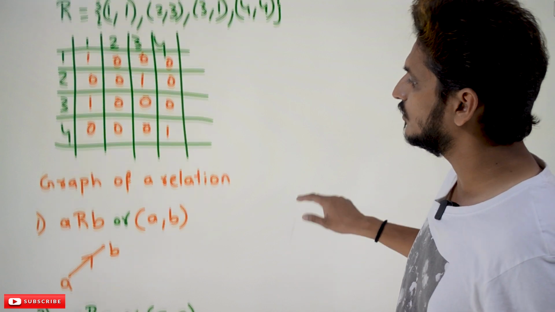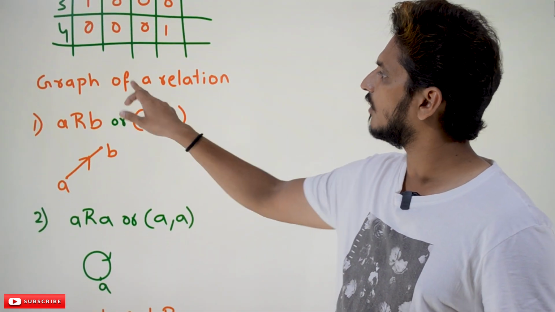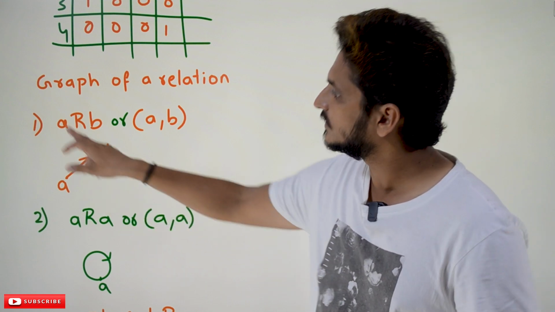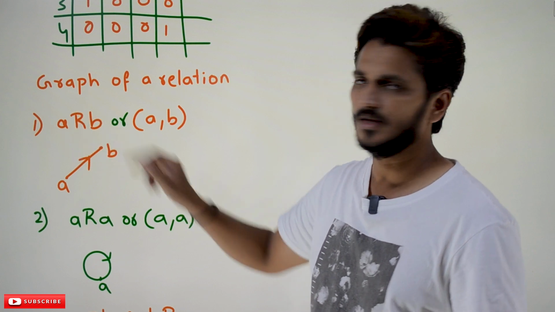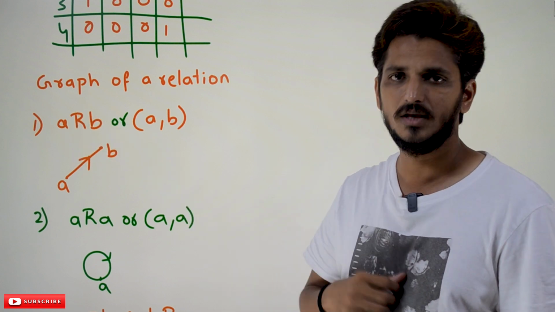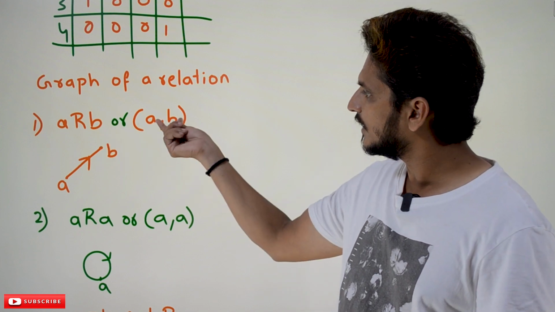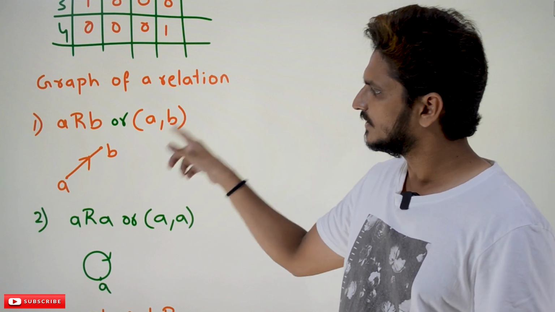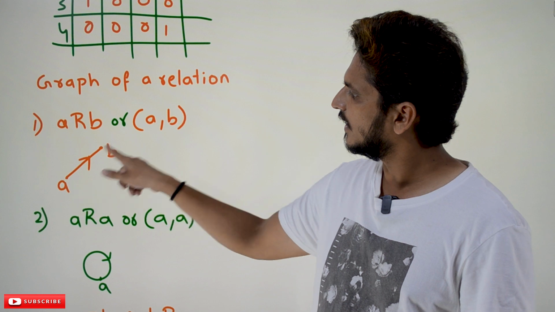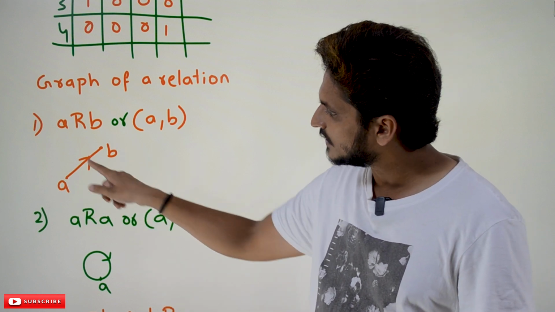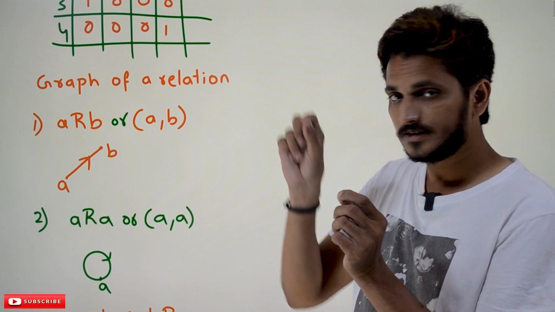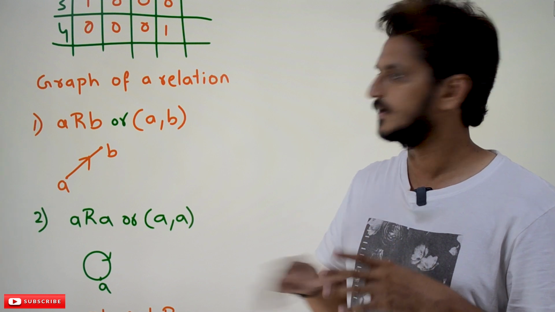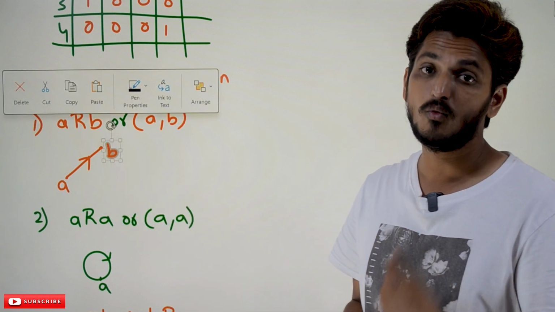And the second form we are going to use is the graph of a relation. We can use a graph model also. Let's take an example. Suppose A relates to B, meaning element A is related to B. This can be written as the ordered pair (A, B) in our relation. If you have the ordered pair (A, B), this is how we show it: the arrow mark should be drawn from A pointing towards B. A is related to B. This is how we show it.